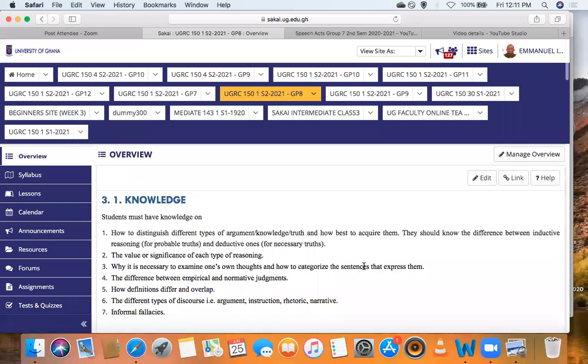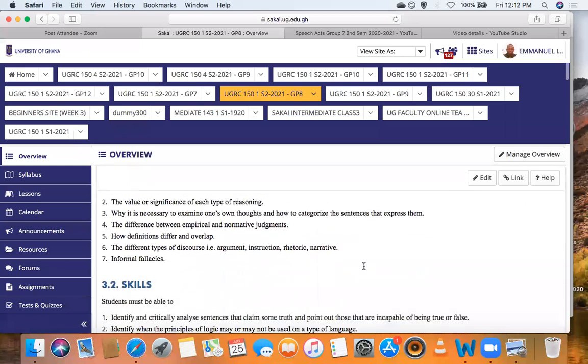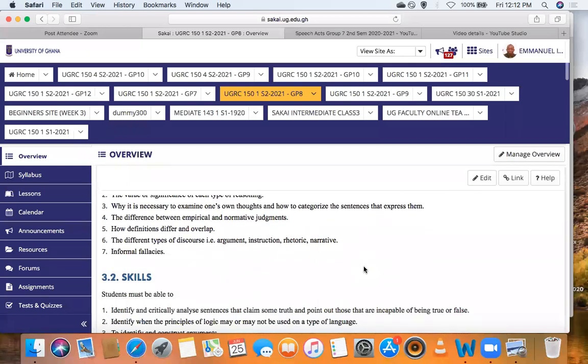And then we would also study different kinds of discourse, such as argument, instruction, rhetoric, and narrative. We would also look at fallacies. Fallacies are instances of bad reasoning. Now, so basically, what we'll be doing in this course is to study good reasoning and then we'll study bad reasoning. You wouldn't appreciate good reasoning unless you contrasted them with their bad counterparts. So that is why we'll be studying fallacies. And we have both formal and informal fallacies.